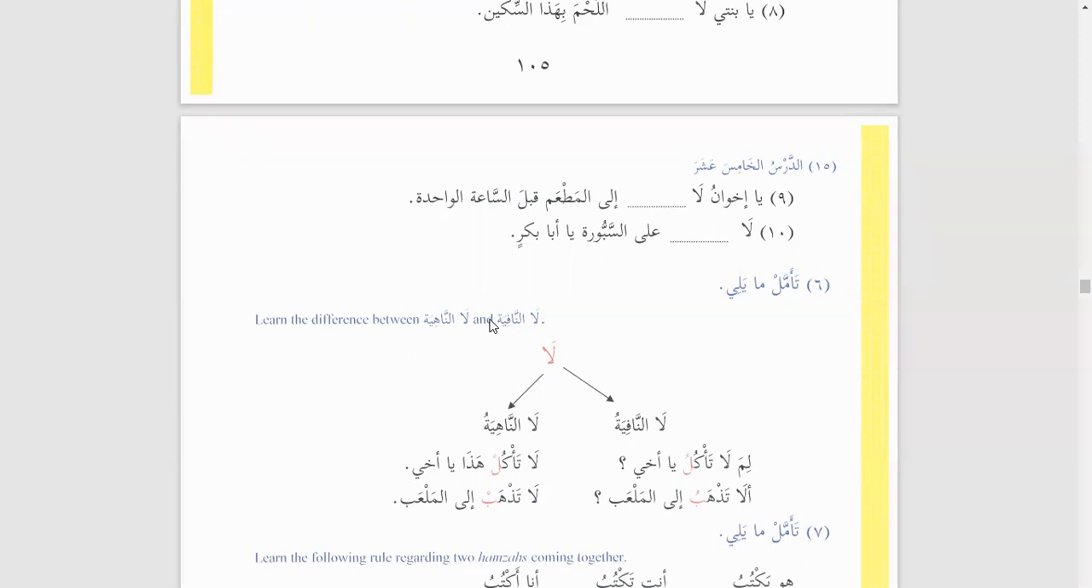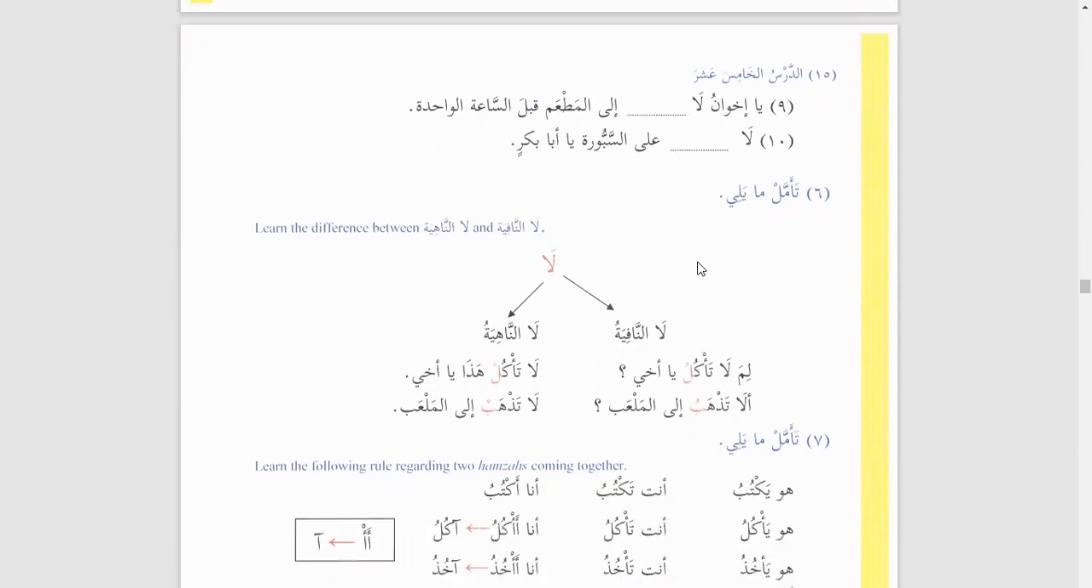Dharfu makan. Number 10. La ala sabburati ya Aba Bakrin. La taktub, don't write on the blackboard, O Abu Bakr. La taktub. Yes, very good. Ala sabburati ya Aba Bakrin. Don't write on the board, O Abu Bakr. All right, so ta'ammal ma yali, we have to reflect on the following.